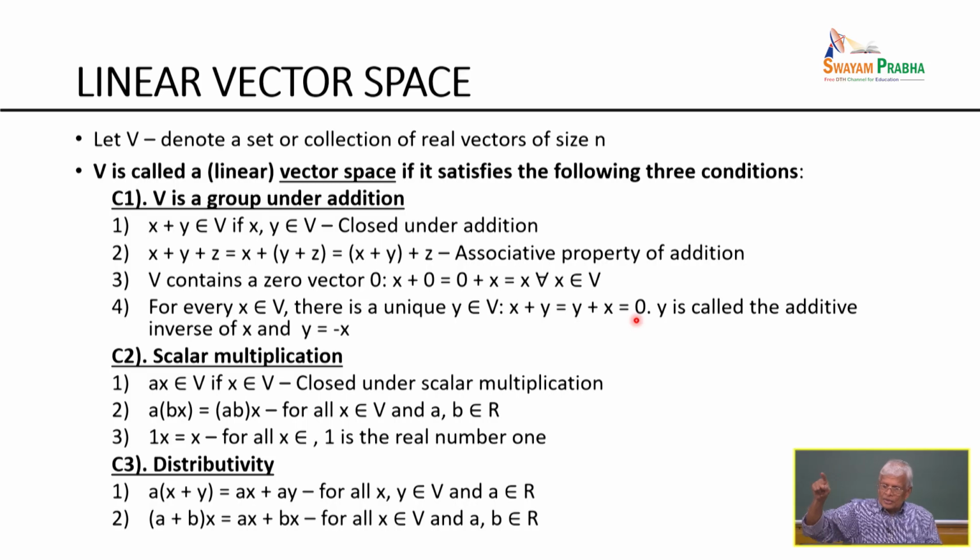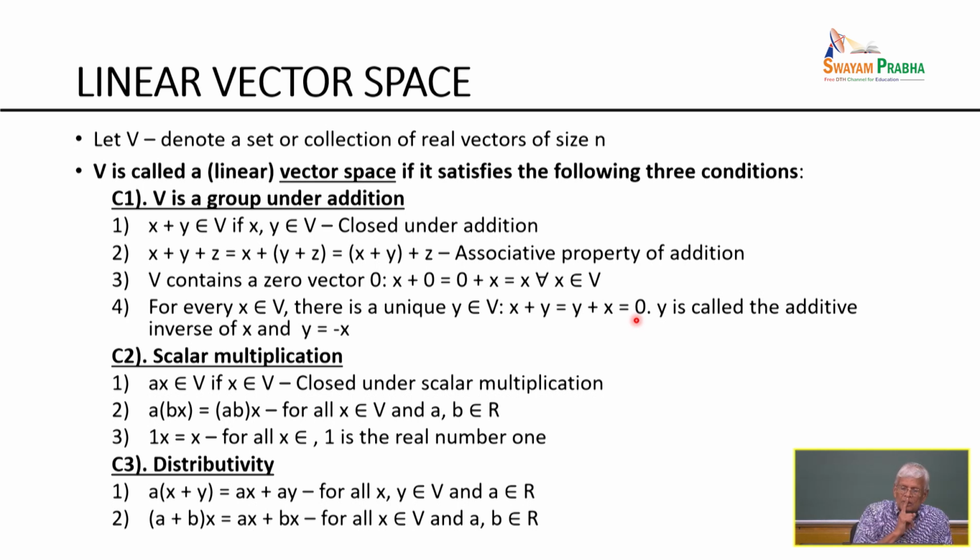So being closed under addition, being associative, containing the 0 vector, and every element in V having a unique inverse, that's called the additive inverse. If they possess all four properties, it's called a group. So every vector space must satisfy these properties. Every vector space must be a group.